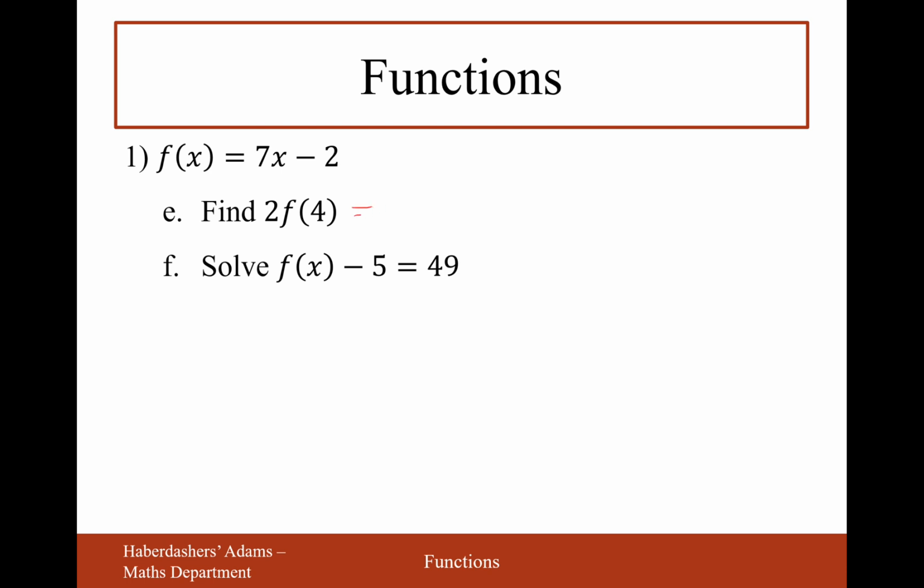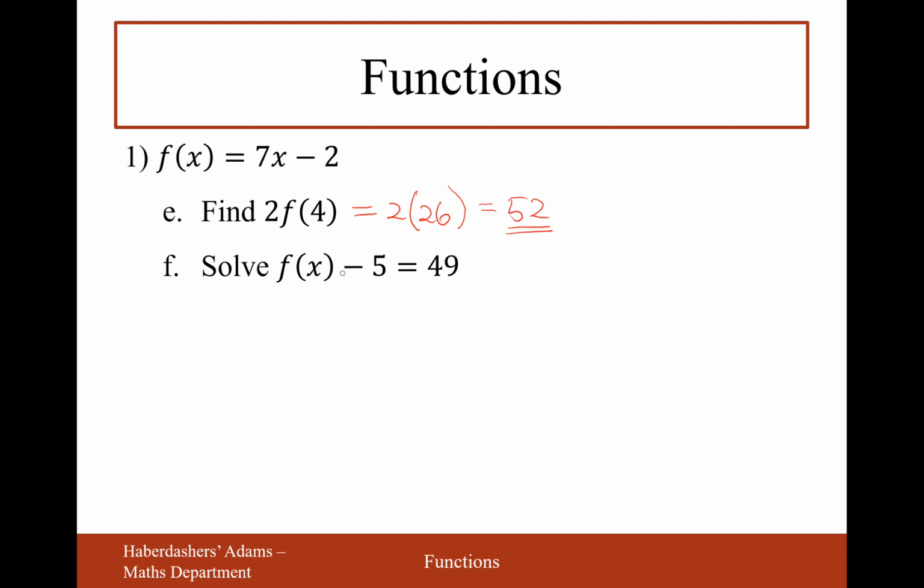Okay, so for question E, it's 2 times f of 4. So do it inside the brackets first. Put 4 into the function first, and we will get 7 times 4 is 28. Take away 2 is 26. Then we'll multiply it by the 2 on the outside, so that will make it 52.